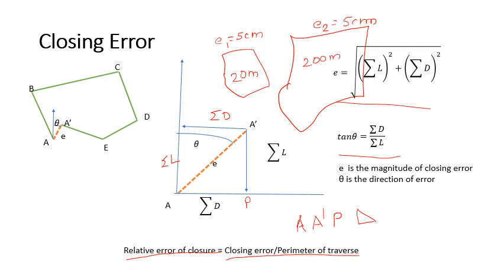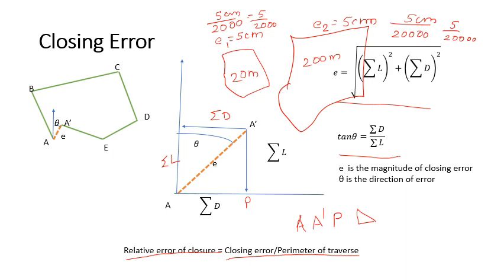So here your relative error of closure will be 5 centimeter by 20 meter. So I am converting that to centimeter, 2000 centimeter. So 5 by 2000, that will be the closing error. Relative error of closure. In this case, for the second site, what will be that? 5 centimeter by 200 meter, 200 meter is 20,000 centimeters. So that is 5 divided by 20,000.